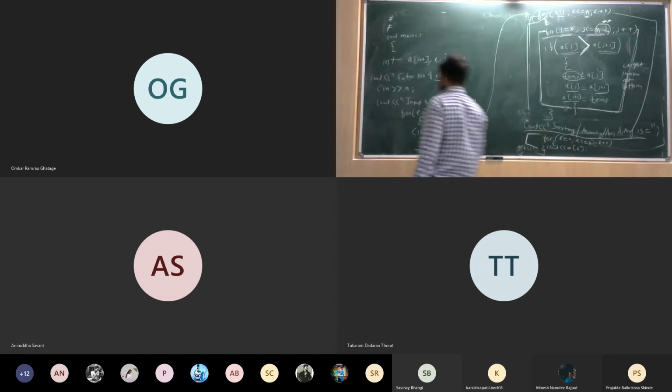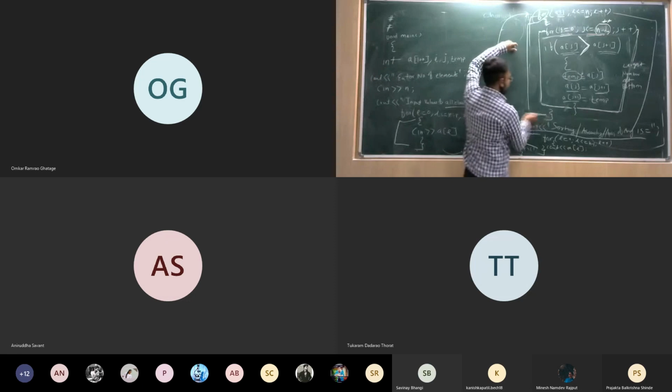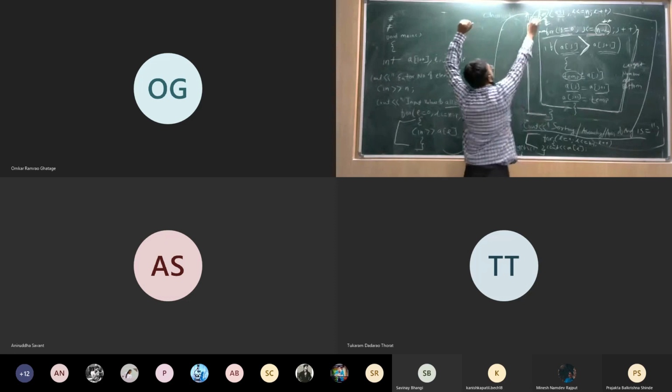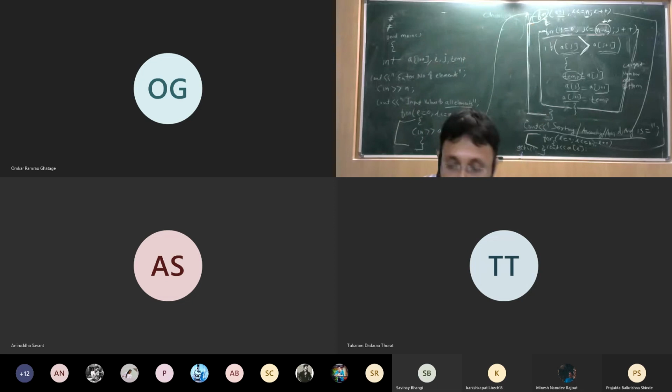This is the display part. This is the input part, and this is the actual operation of the for loop for the arrangement. How many people have got this? Bubble sorting. This is one of the most important parts in array. Bubble sorting technique.